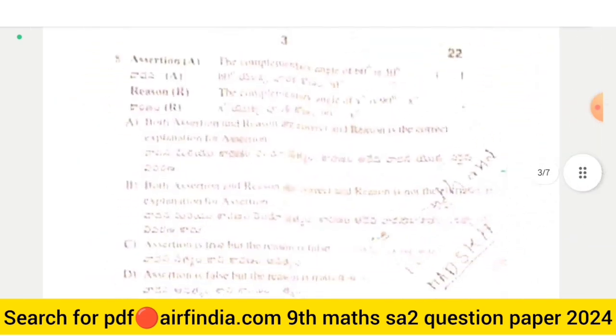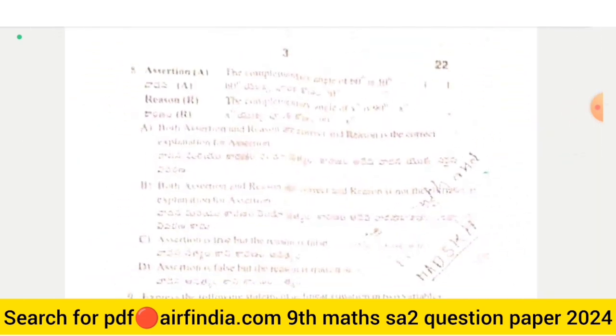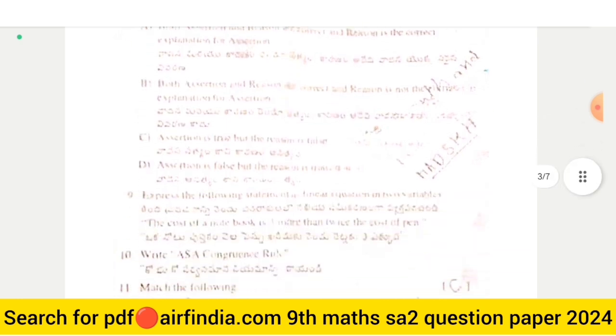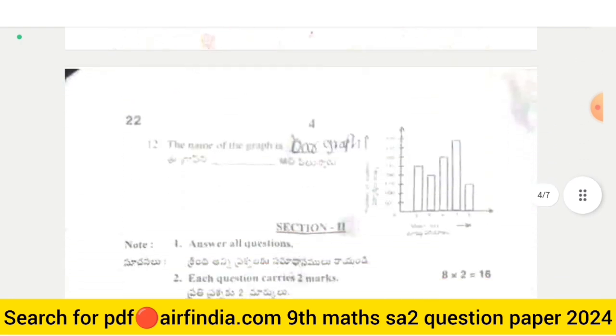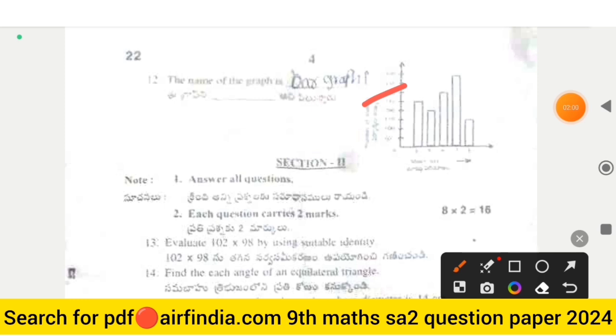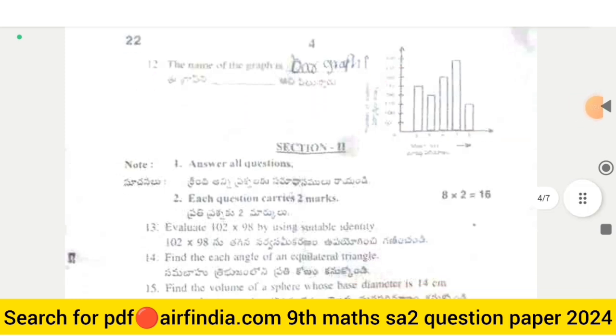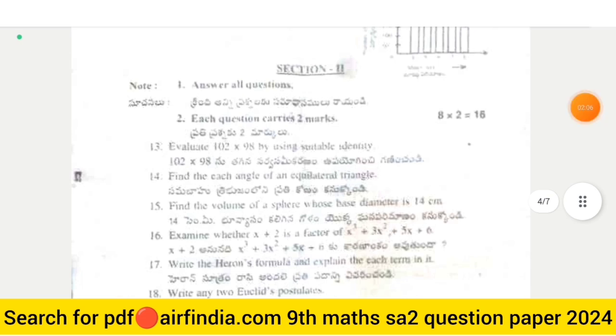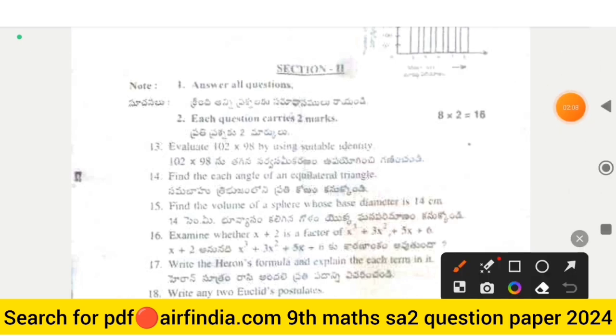Okay, the next page number third. The pictures are not clear, but in the next video I will show you clear pictures. Okay, so this is your question 11, and this is page number 4. This is a bar graph. The name of the graph is bar graph. Okay, and the section second: evaluate 102 multiplied by 98 by using a suitable identity.